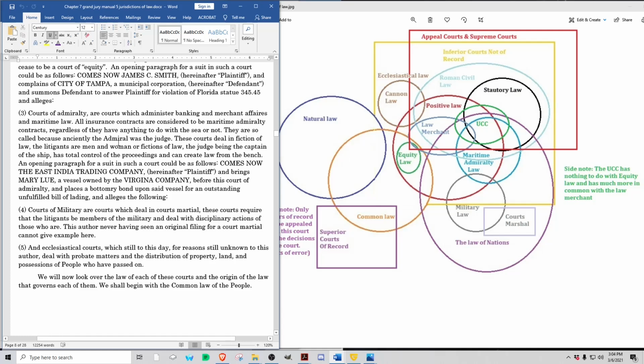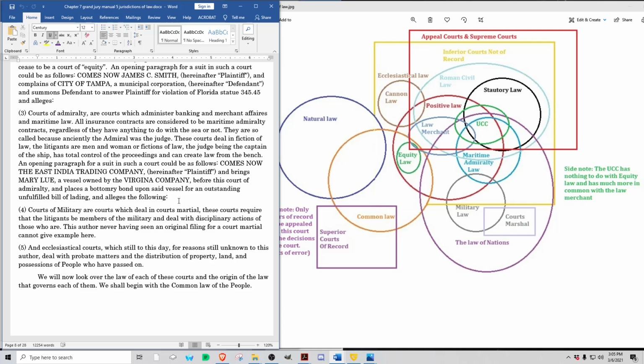So, number 3, courts of admiralty are courts which administer banking and merchant affairs and maritime law. All insurance contracts are considered to be maritime admiralty contracts. So remember that. Regardless, it should say regardless if they have anything to do with the sea or not. They are so called because anciently the admiralty was the judge. So that's why you have maritime admiralty courts.